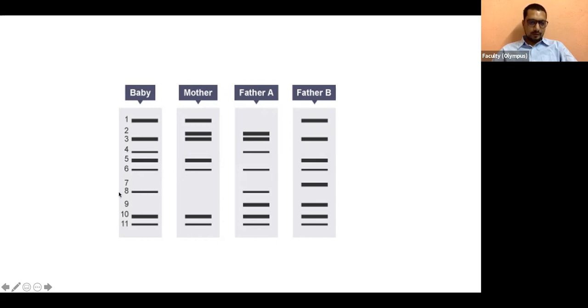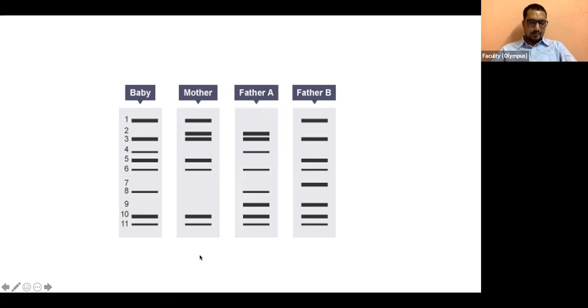So this fragment, which is at the eighth position, is only present in father A, but this is missing in father B. Finally, these two fragments in the baby are present here. So two fragments clearly only match with father A. Remaining, there is an overlap. So definitely, father A seems to have more matching with the DNA of the baby. So many fragments, this fragment here, between mother and father got matched. This matched here.